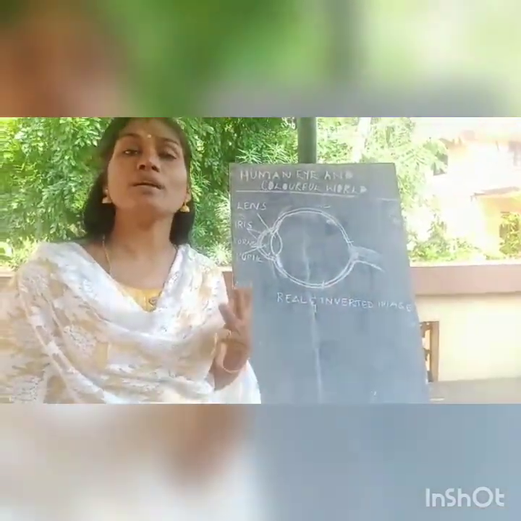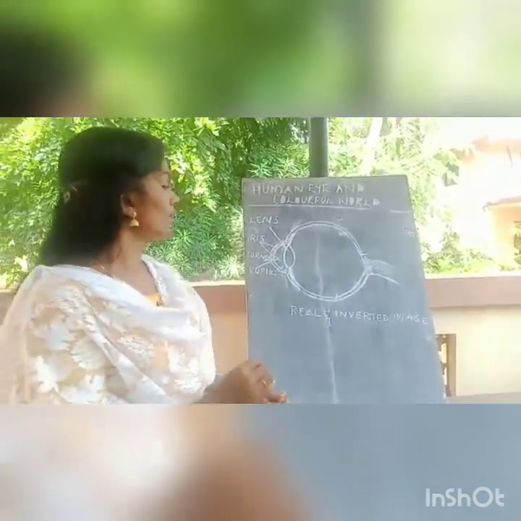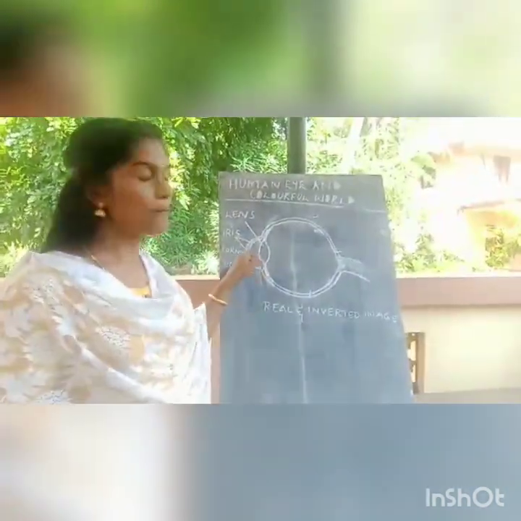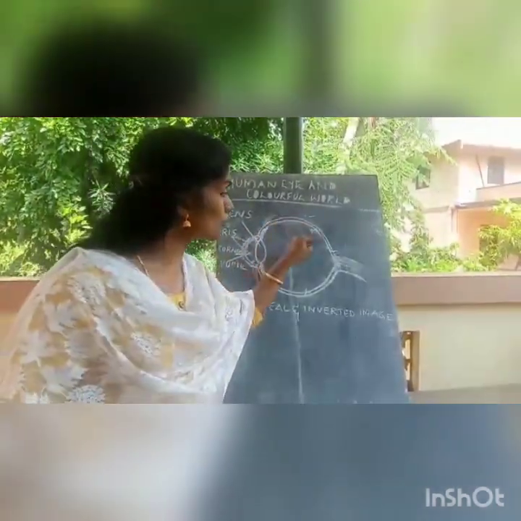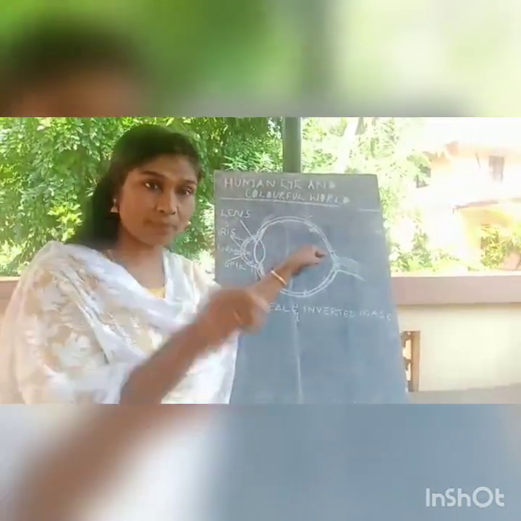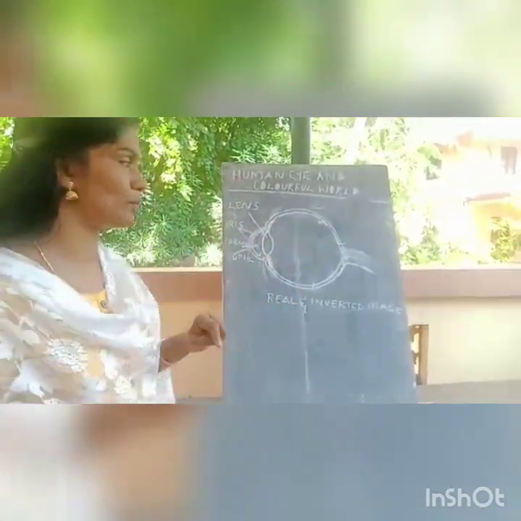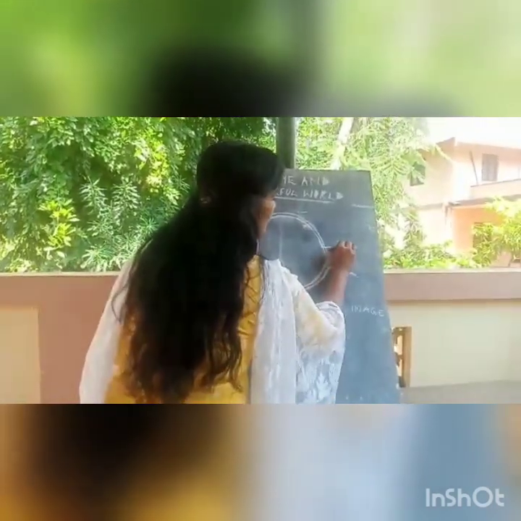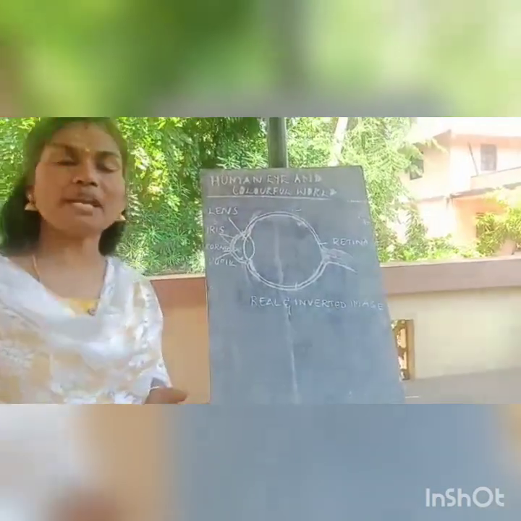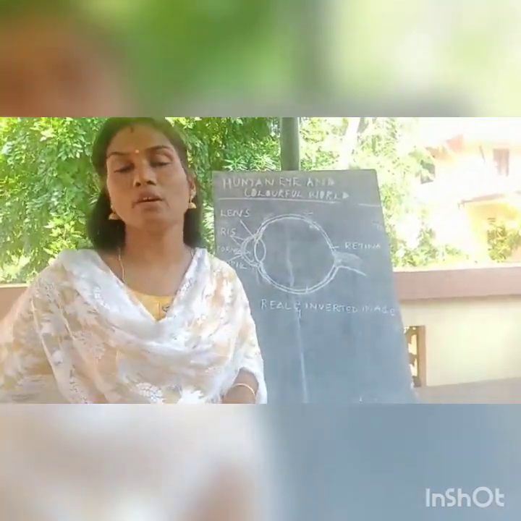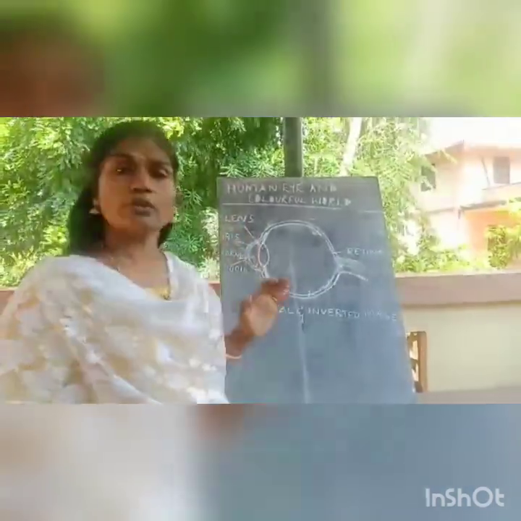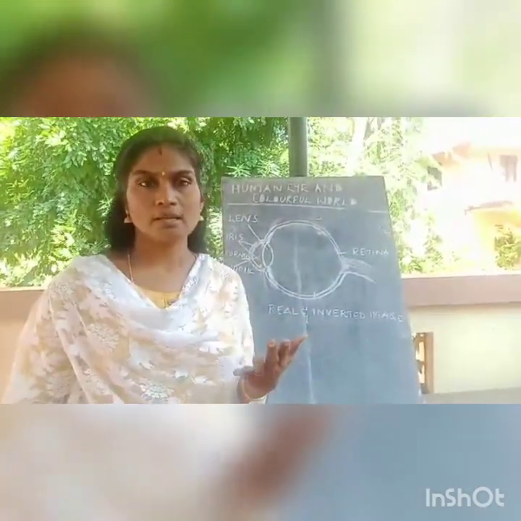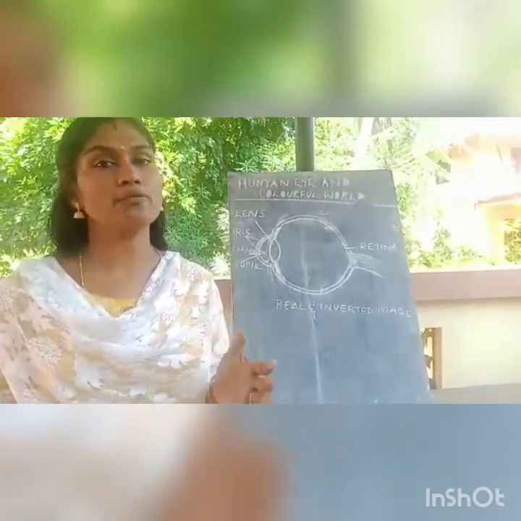Now what's the function of the lens? The light rays enter the eye, pass through this lens and bend towards a point where they meet. The light rays will meet at a point that we call the retina. So the retina will act as the screen of our eye. So which is the screen of the human eye? That is the retina.